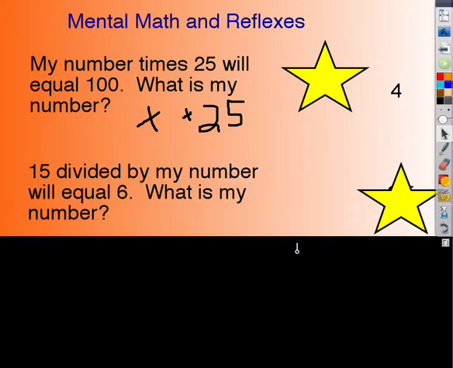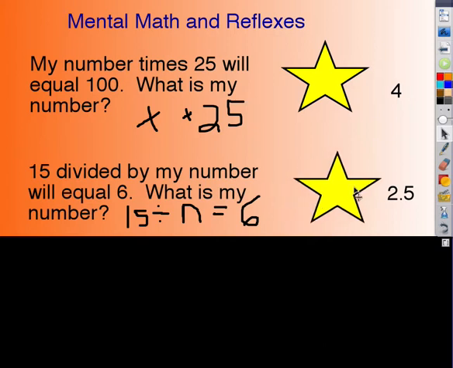15 divided by my number will equal 6. What is my number? So creating an algebraic expression once again, 15 divided by my number, let's represent it with n, will equal 6. So 6 times what is going to equal n? And it is 2.5.